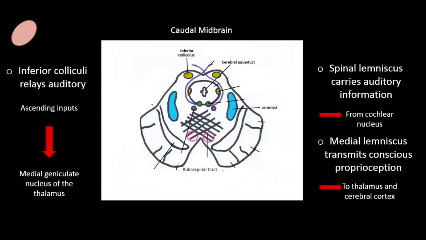The rubrospinal tract facilitates flexor motor neurons of the contralateral side. Cerebral peduncles contain the corticobulbar, corticospinal, and corticopontine fibers. The corticospinal tract contains descending motor fibers from ventral to sensory.